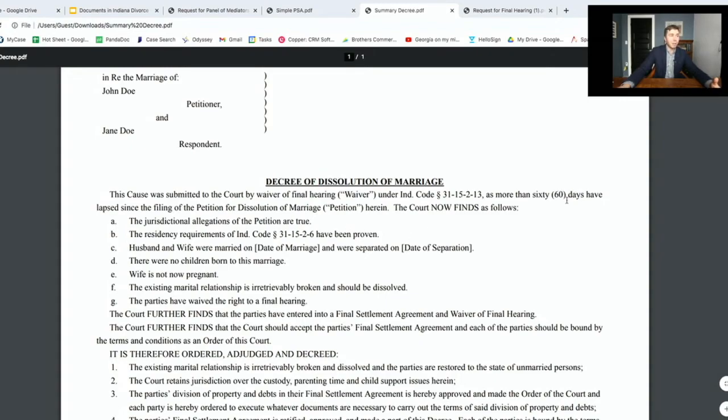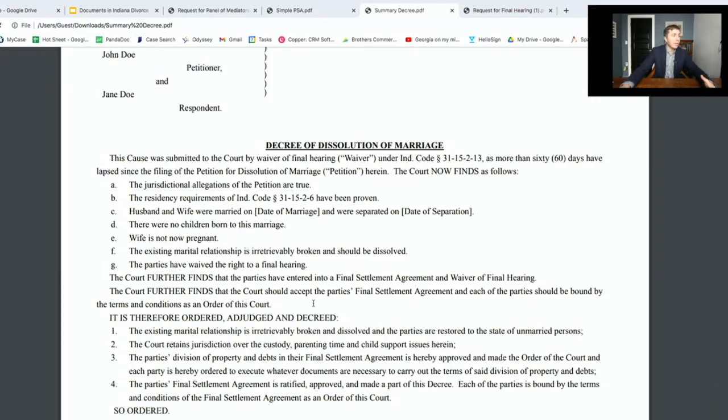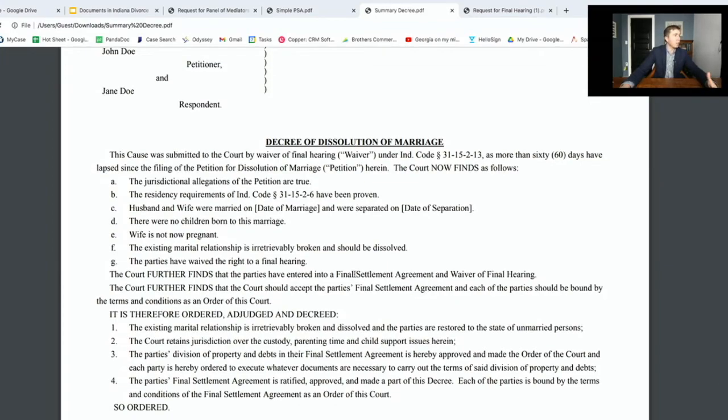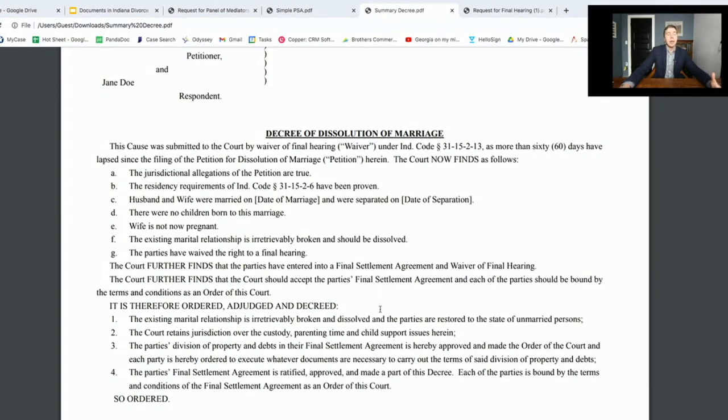And then it can go through, and the court's finding that the parties have waived their right to a final hearing. They're finding that they've entered a settlement agreement. And in this one, the court's finding that it should accept the final settlement agreement. It's important to know that the court actually reviews these, and a lot of times, if it's not done appropriately or isn't accounting for the Indiana law correctly, it can reject the agreement and send it back to the parties to rework and fix any issues that there could be. So this is a simple dissolution decree, and this is one of the avenues to settle a divorce case.